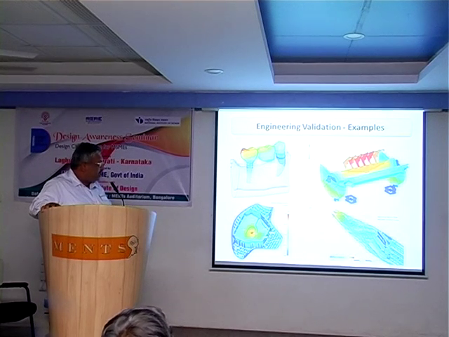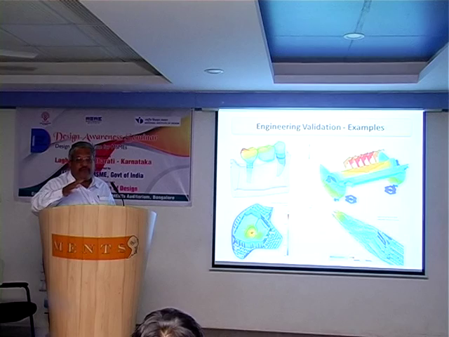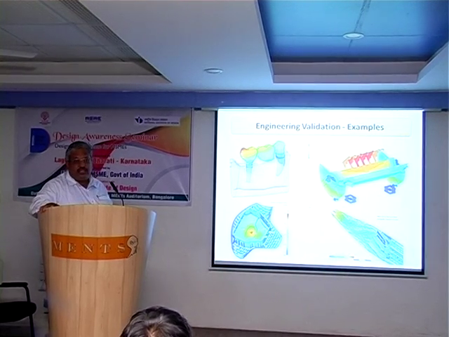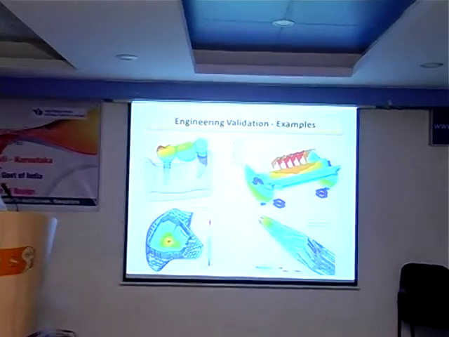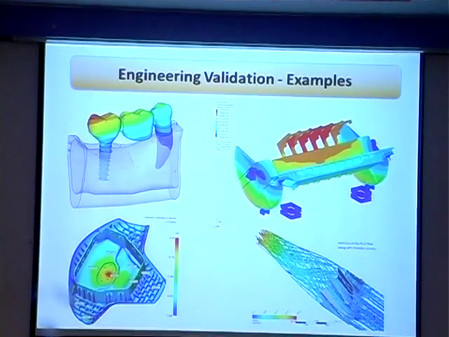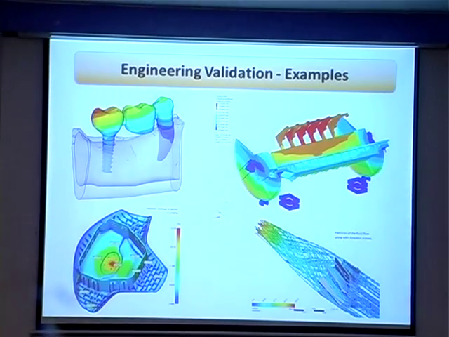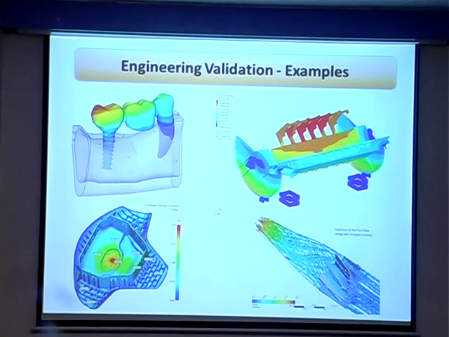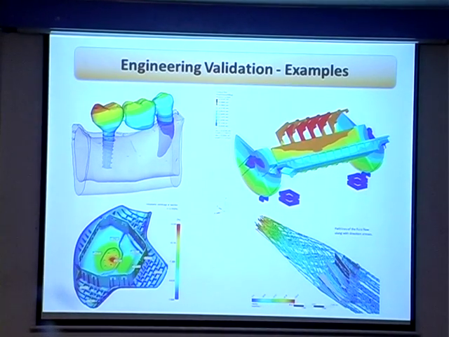In this particular case, this is the cover of a steering wheel. We have done a mold flow analysis. It is for a plastic product. Before the mold is made, before metal is cut, we analyze whether it is going to fill properly, whether it is going to be manufacturable, and then only the metal will be cut.